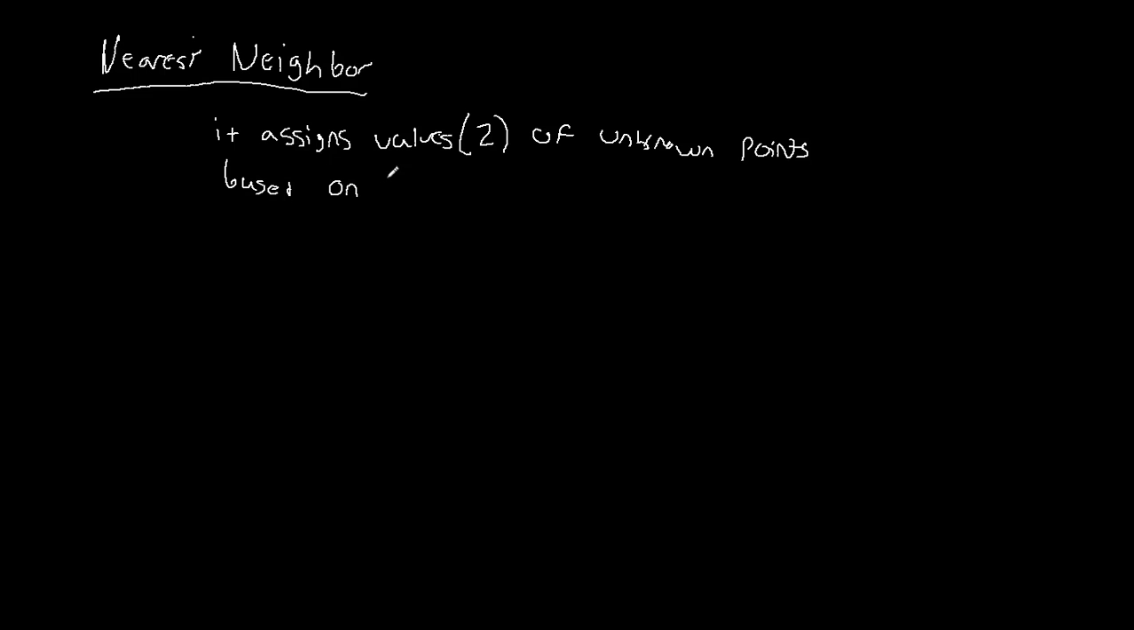So conceptually, what nearest neighbor does is it assigns values. Again, I'm going to use that z here. It assigns the value z of unknown points based on the value of the closest point.